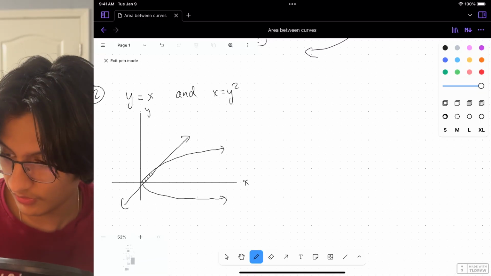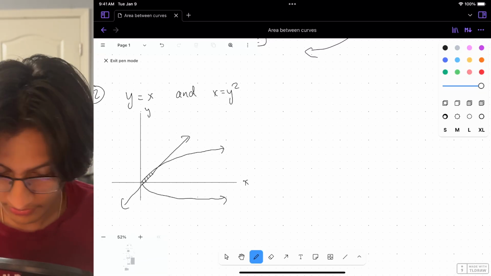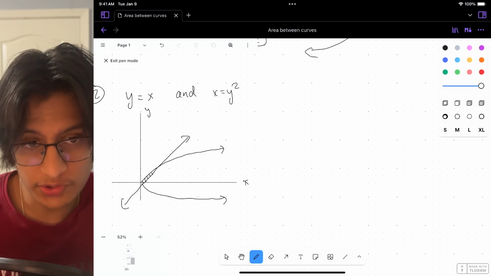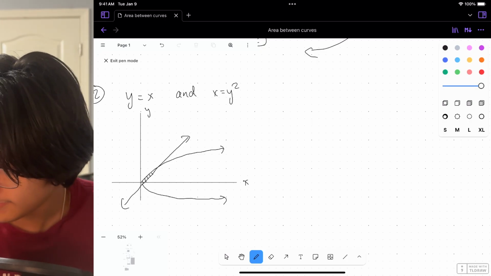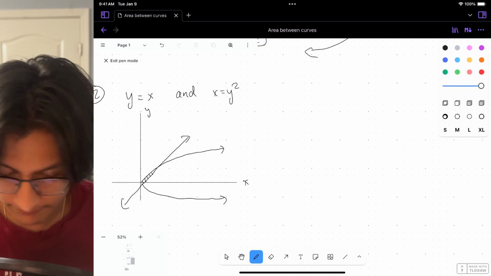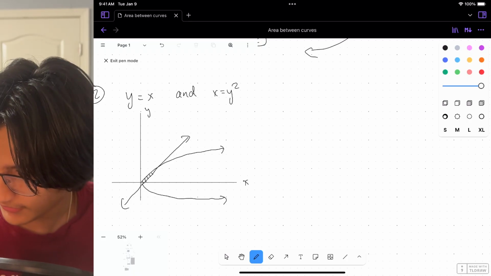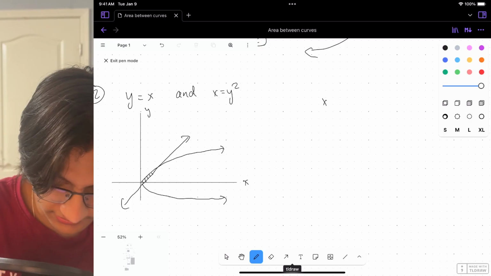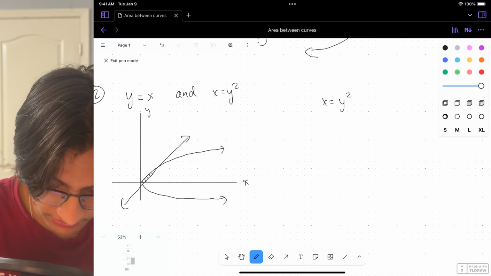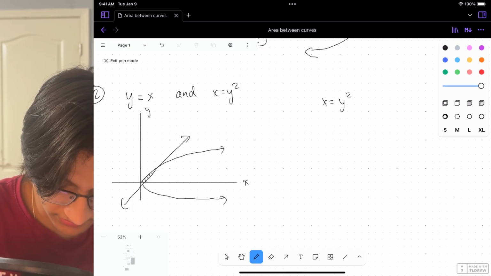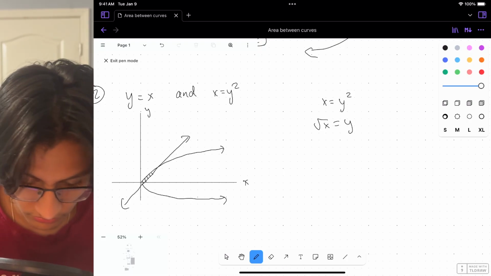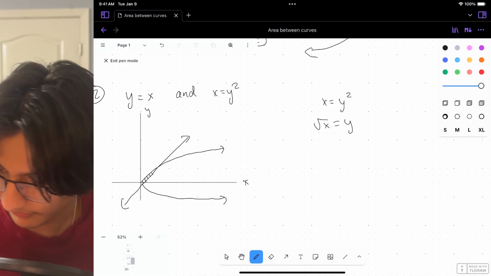All right. For this, I think it's going to be easier to use vertical rectangles, so dx. So we're going to need to make both things in terms of x. So let's take x equals y squared and take the square root of both sides. Square root of x equals y. So now we have y equals x and y equals square root of x.